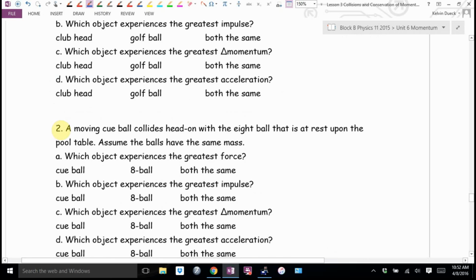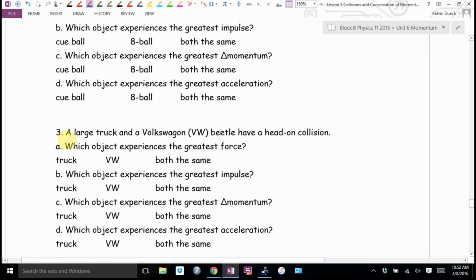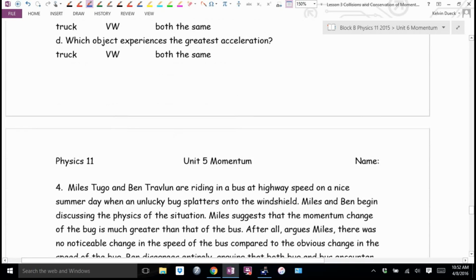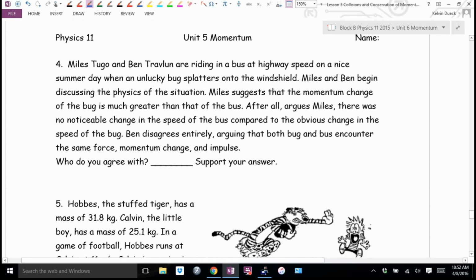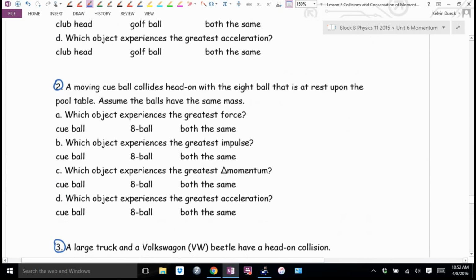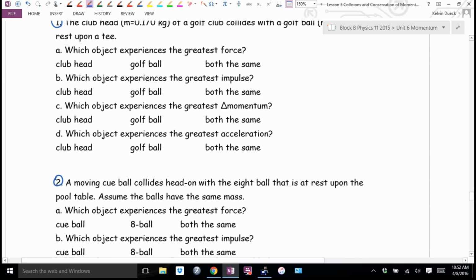Number 1, number 2, number 3, number 4. Most of those questions, those 1, 2, 3, 4, are conceptual. You don't need to show any work. You're just going to ask, can I figure this out? I don't think I included the answers. I'll go over the answers next class if you want. Okay?